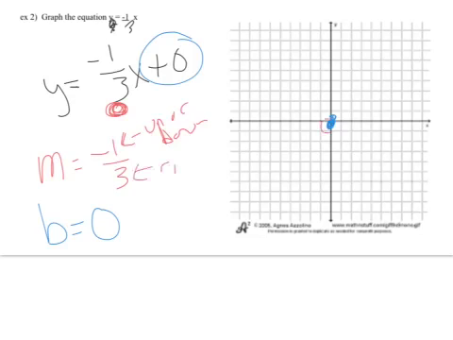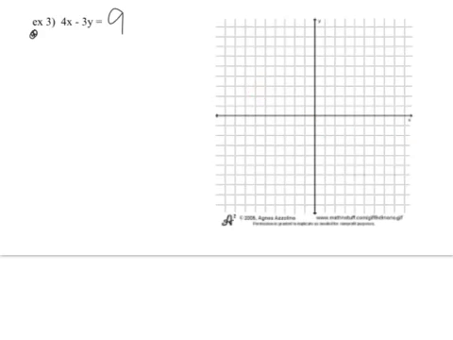And then the bottom number is going to tell us how many to go right. So we're going to go right 3. 1, 2, 3. Put a point right there. And then you can connect those to make your line. Or, if you want to, every time you go down 1 and right 3, that gives you another point on that line. So when you connect them, you'll have your line, which is falling, which makes sense because you have a negative slope.